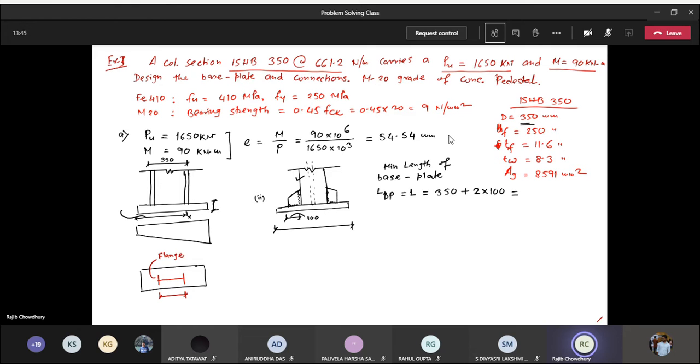This is my column flange, and this is my total depth. From here, I am going to assume a 100 mm projection.